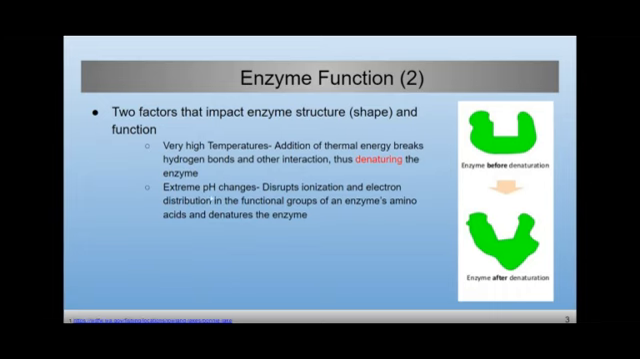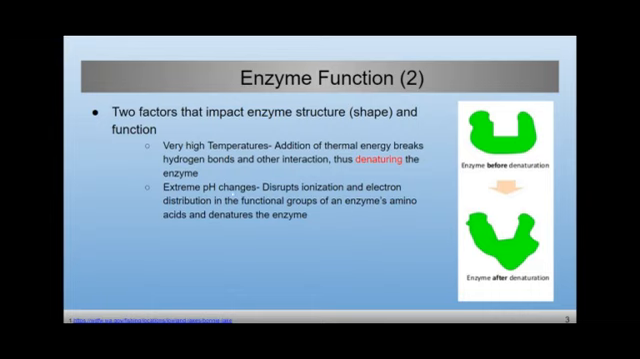So those two factors are very high temperatures and extreme pH changes. And so with very high temperatures, as you keep adding that thermal energy, it starts breaking the hydrogen bonds and other interactions within the protein. Remember, because enzymes are proteins, the hotter it gets, or the more thermal energy is input into the protein, you're going to start breaking those hydrogen bonds and other interactions. And this will change the shape and denature the enzyme.